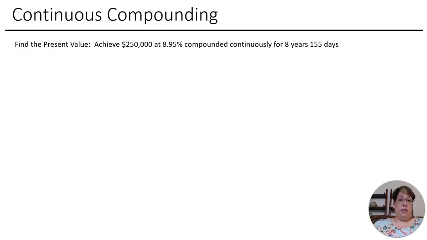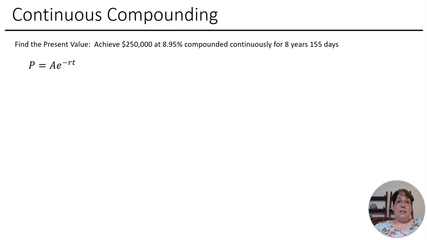So that's going to come out in this particular example. It says find the present value to achieve 250,000 at 8.95% compounded continuously for 8 years, 155 days. If you look on that formula sheet, I have given you a formula for the present value when you are doing continuous compounding. That formula is P, for present value, is equal to A times e to the negative RT.